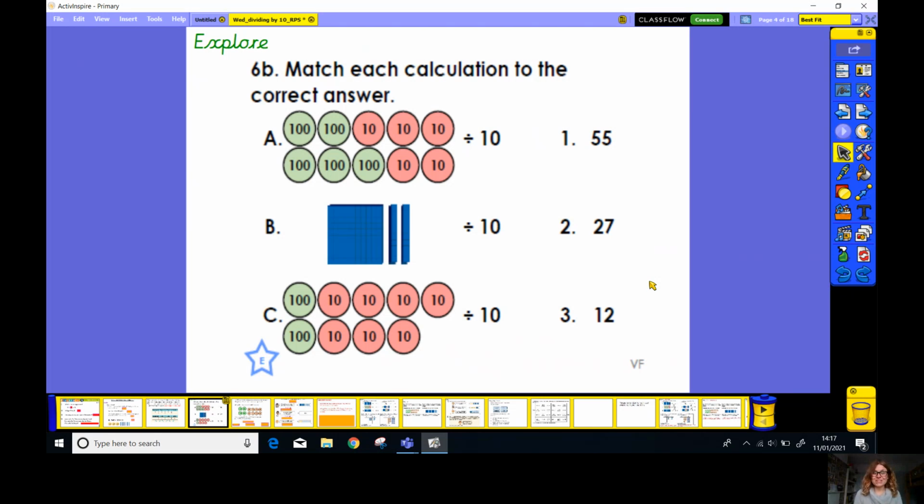Okay, so let's start with this question, 6b. It says match each calculation to the correct answer. So first of all, you need to look at this representation of a number. You need to see what number that is representing. You divide it by 10 and then you work out the answer. Pause the video now and have a go at this and then we'll go through our answers together.